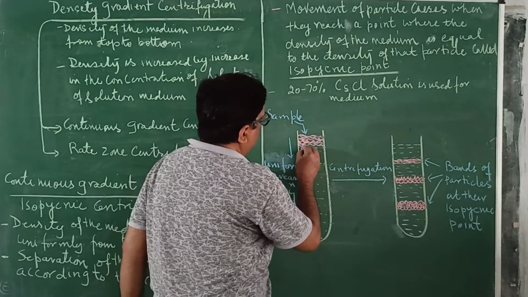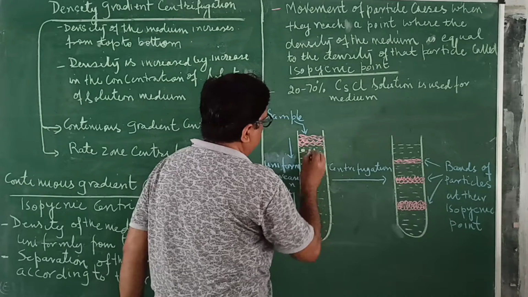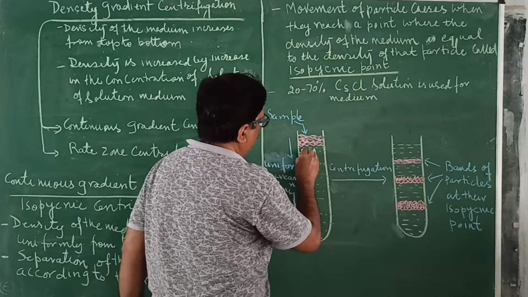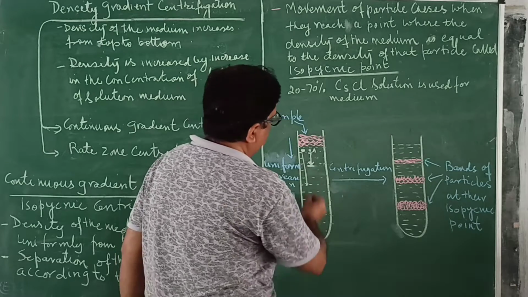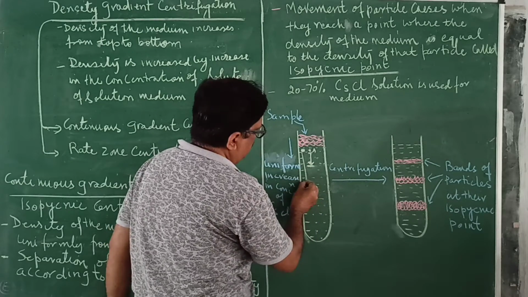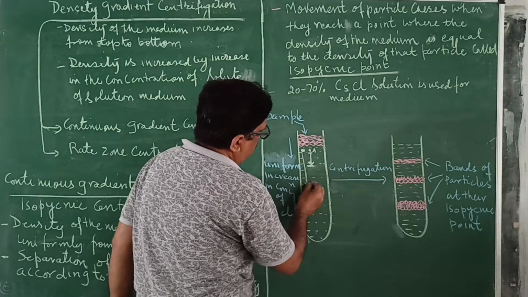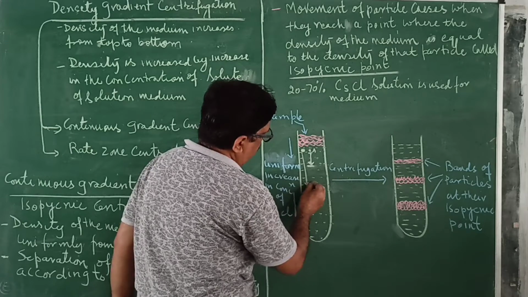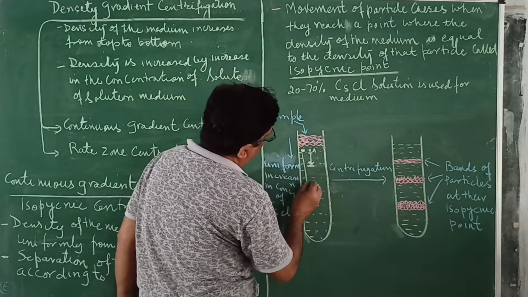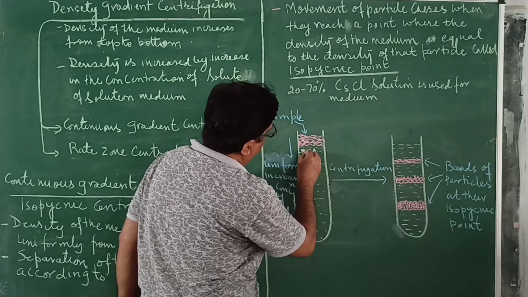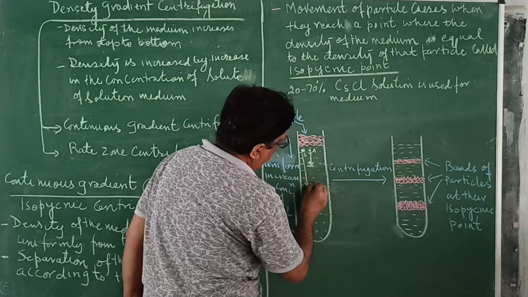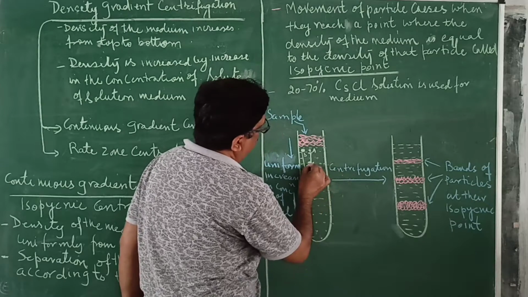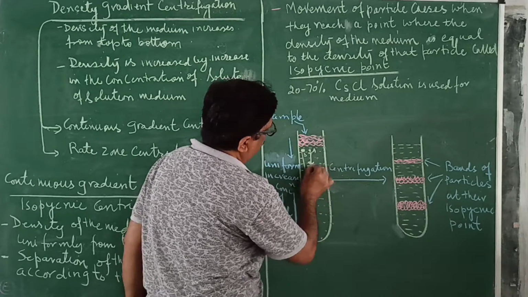Okay, and another particle, which has a higher density, will move this distance and reach its isopycnic point. That means that this point of the medium has a density equal to that of the B particle. So this B particle will stop here and form a band over here, and the A particle will form this band over here.